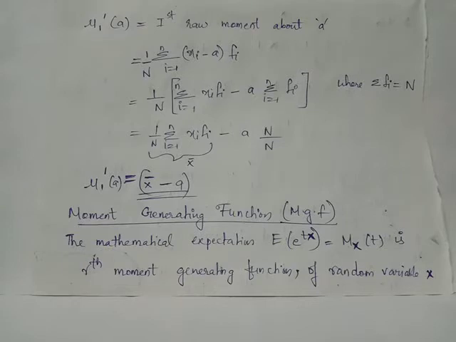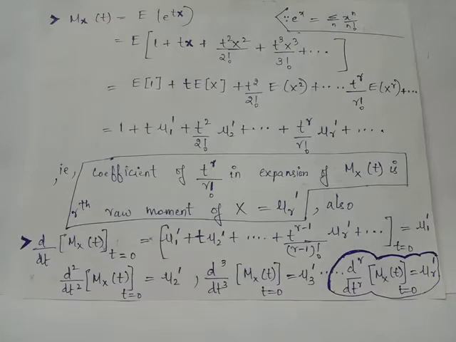where capital X is the random variable, and moment generating function is given the notation M suffix X, a function of t, which means that M stands for moment generating function of the random variable capital X, and this will be a function of variable t. How come such a name, moment generating function, for this particular function?